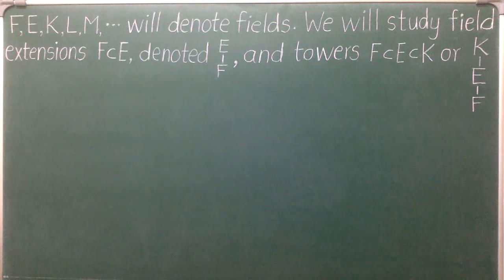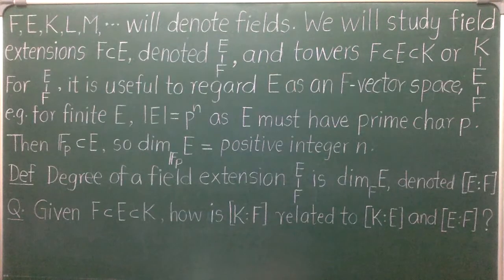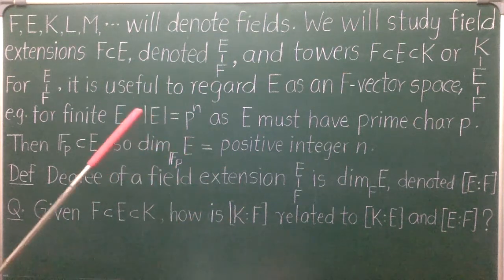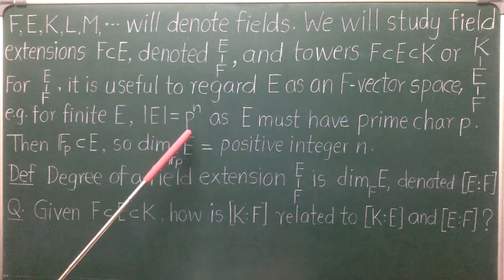Frequently, the vertical line notation is used. We will also study towers of such extensions like F contained in E contained in K, and even larger diagrams with several fields. We have already seen that regarding a larger field as a vector space over a subfield is useful. For example, you saw in the homework that the cardinality of any finite field E is a prime power.